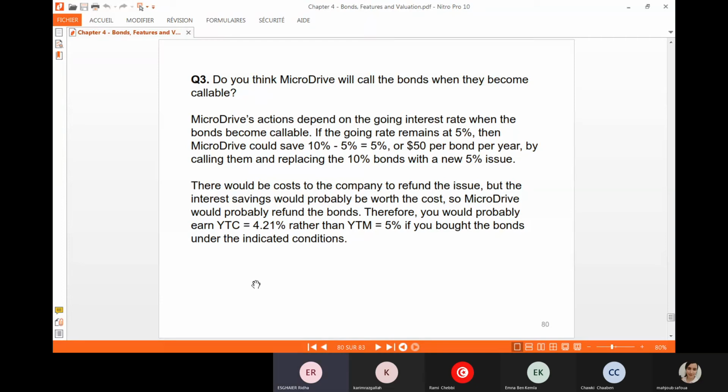At the call date, our option can be exercised by the company. If the interest rate in the market is less than 10%, the company can profit from this decrease in the market interest rates and will exercise its option. If, for example, rates stay at 5% like now, the company can save $50 each year on each bond.